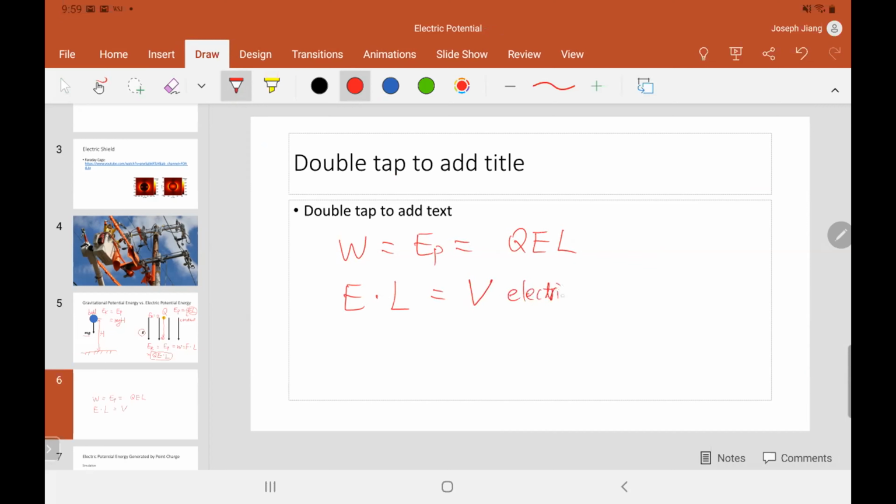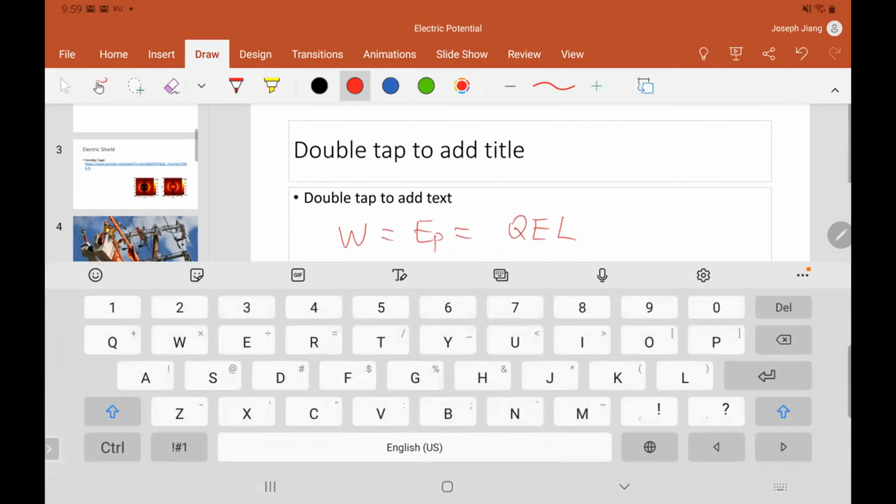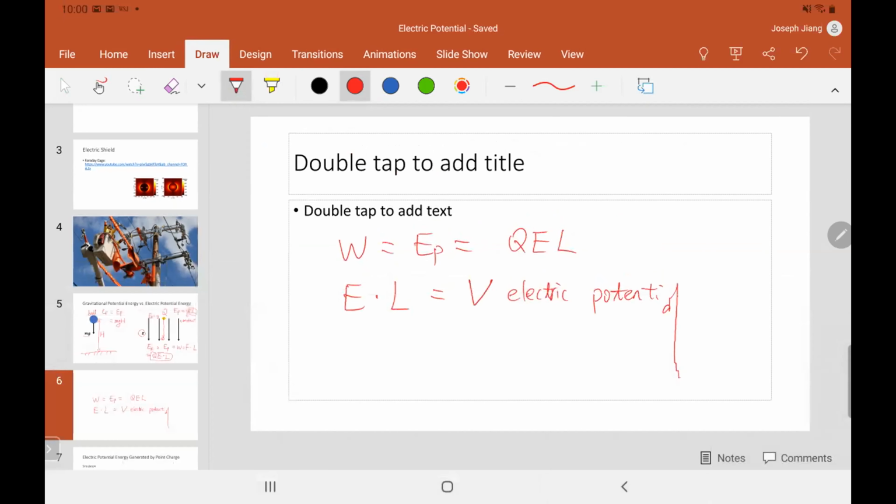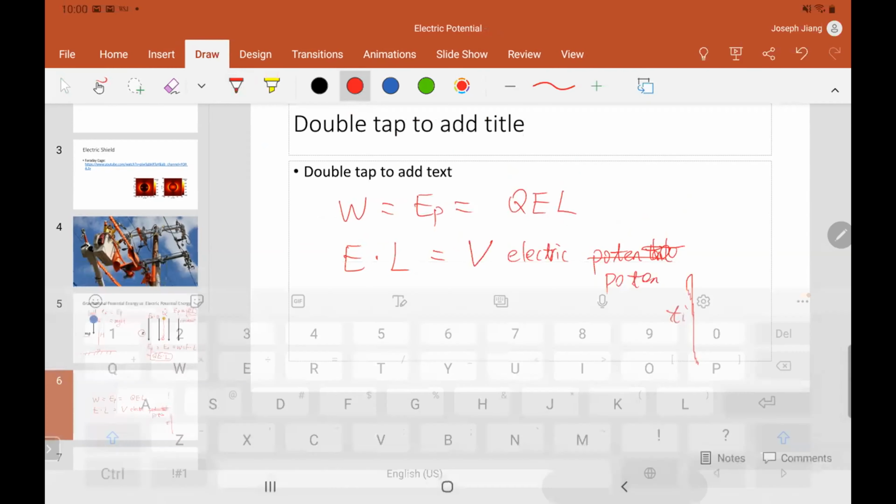Electric potential. Okay. Cool. Get it. It's annoying.